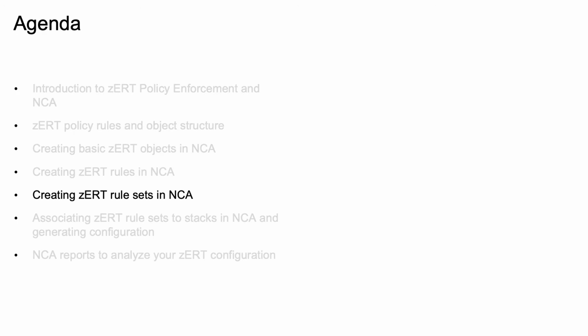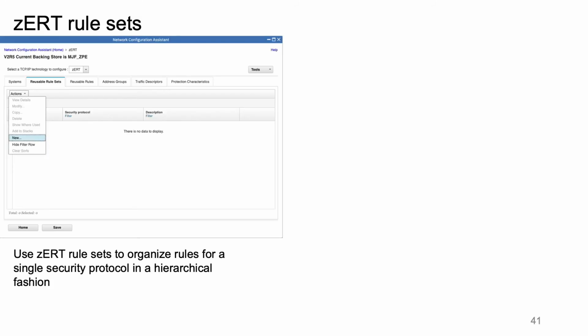Now we will discuss creating ZERT rule sets in the Network Configuration Assistant. A ZERT rule set represents a hierarchical organization of reusable ZERT rules for a specific security protocol. The rule set itself is reusable, and once created can be associated with multiple stacks, which we will see in the next section.